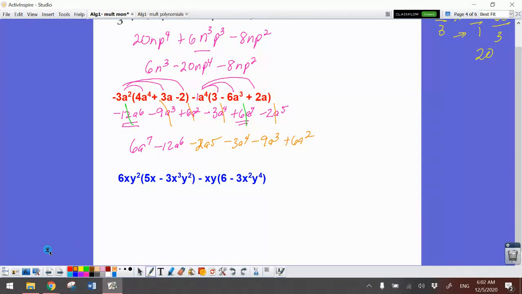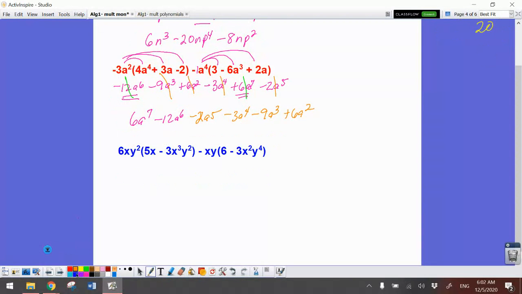All right, let's try this last one with multiple variables. So 6 times 5 is 30, and that's a power of 1, and that's a power of 1. So I would have 2 x's and 2 y's. 6 times negative 3 is negative 18. 4 x's, 4 y's. Negative 6xy. Negative negative is going to be a positive, and 3 x's and 5 y's.